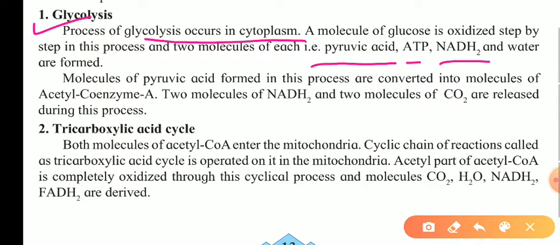Molecules of pyruvic acid formed in this process are converted into a molecule of acetyl coenzyme A. Two molecules of NADH2 and two molecules of carbon dioxide, CO2, are released during this process. Means the pyruvic acid formed in the glycolysis process is further converted into acetyl coenzyme A and two molecules of NADH2, and along with that two molecules of carbon dioxide gas are also released.